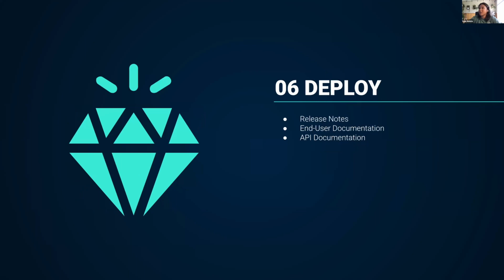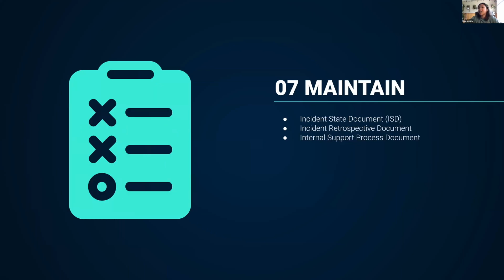And then of course the deploy, this is when it actually hits production. Of course, you'll have release notes here. This should be the phase where end user documentation gets published, and we have some pretty basic templates that we like to use there. If you have any APIs that are related to this, make sure that the API is documented well.